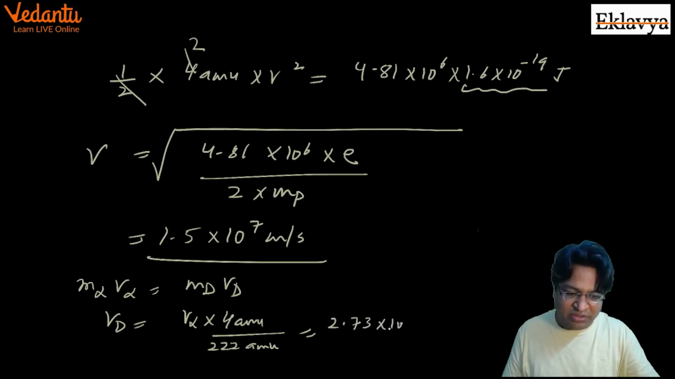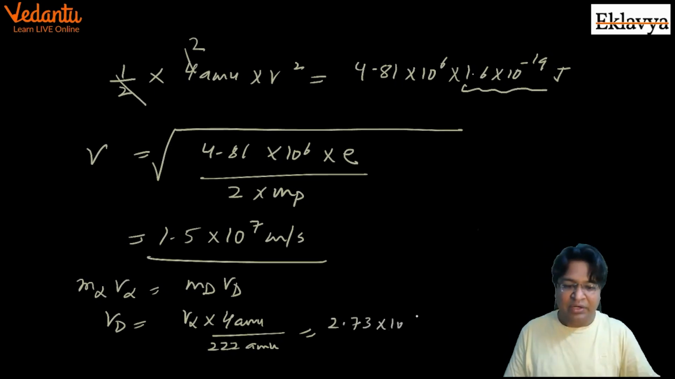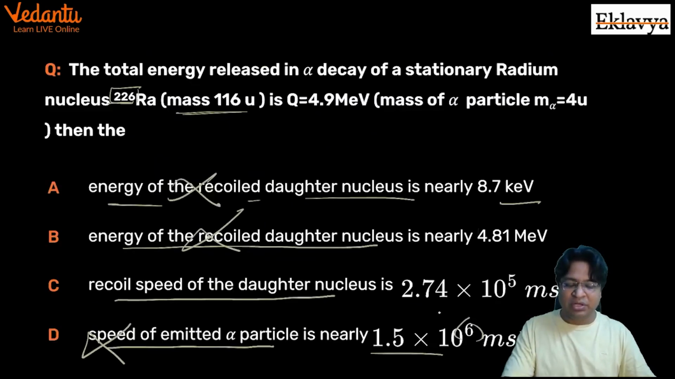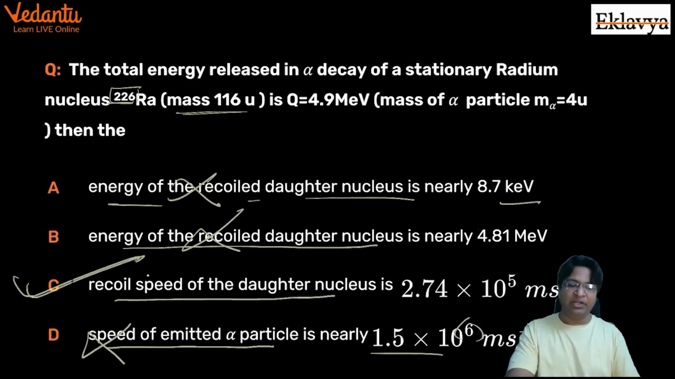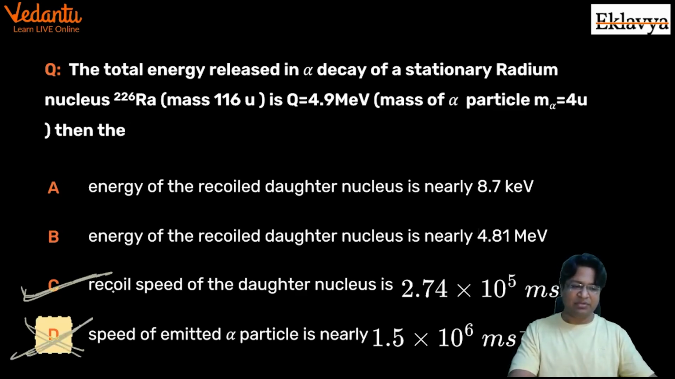And this gives us 2.73 into 10 raised to power 5 meter per second. So 2.73, 2.74, that is good. Yeah, this option is matching, thankfully. So option C would be the right one. All right, again guys, option C is the right one.